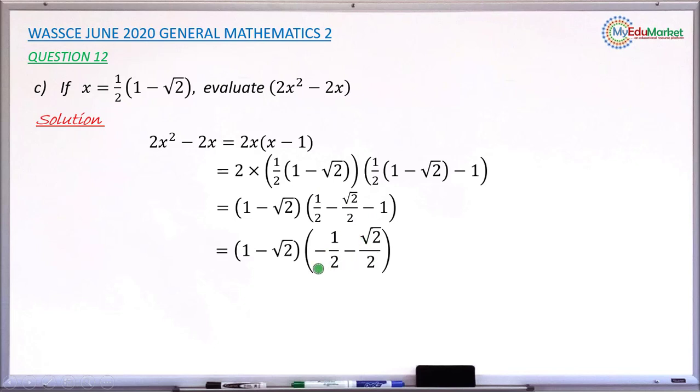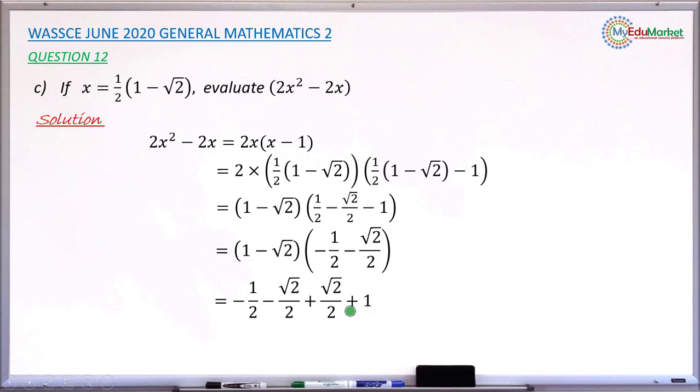So now is to expand these two brackets. 1 times minus 1 over 2 gives minus 1 over 2. 1 times minus root 2 over 2 gives minus root 2 over 2. Then minus root 2 times minus 1 over 2 gives root 2 over 2. And minus root 2 times minus root 2 over 2 gives positive 1.